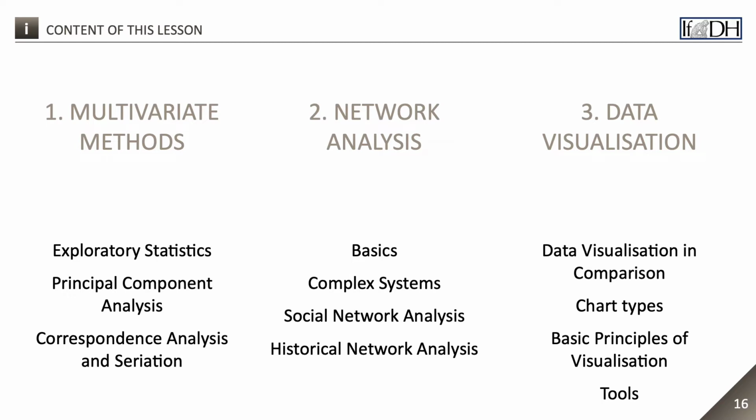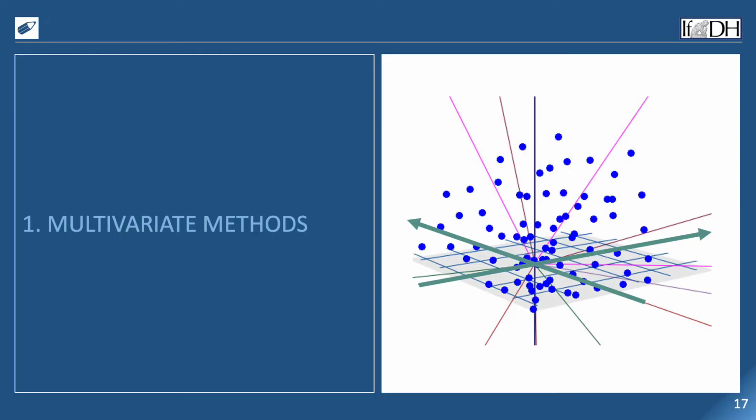As you have probably already expected, this lesson is again divided into 3 parts. First, it is about multivariate methods, such as principal component analysis and correspondence analysis. I have reserved the second part for network analysis, and the third part is about the important question of correct visualization. Here I give you a number of useful tips for creating scientific diagrams. Let's start with multivariate methods.